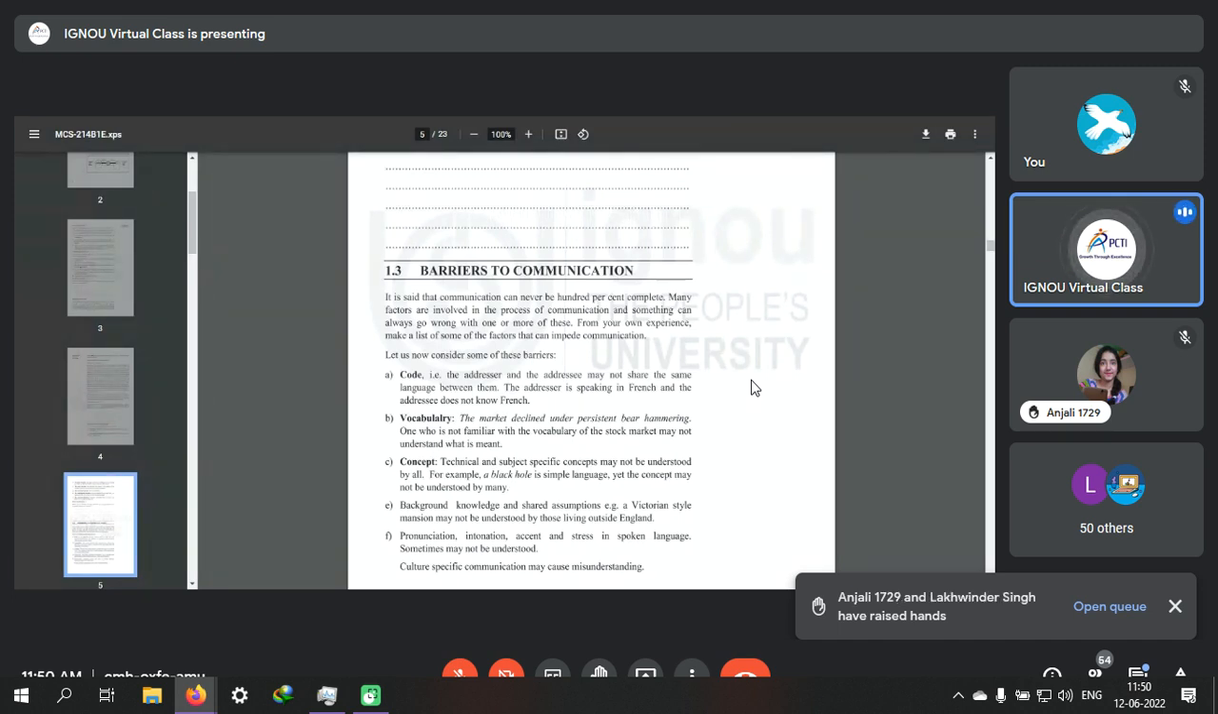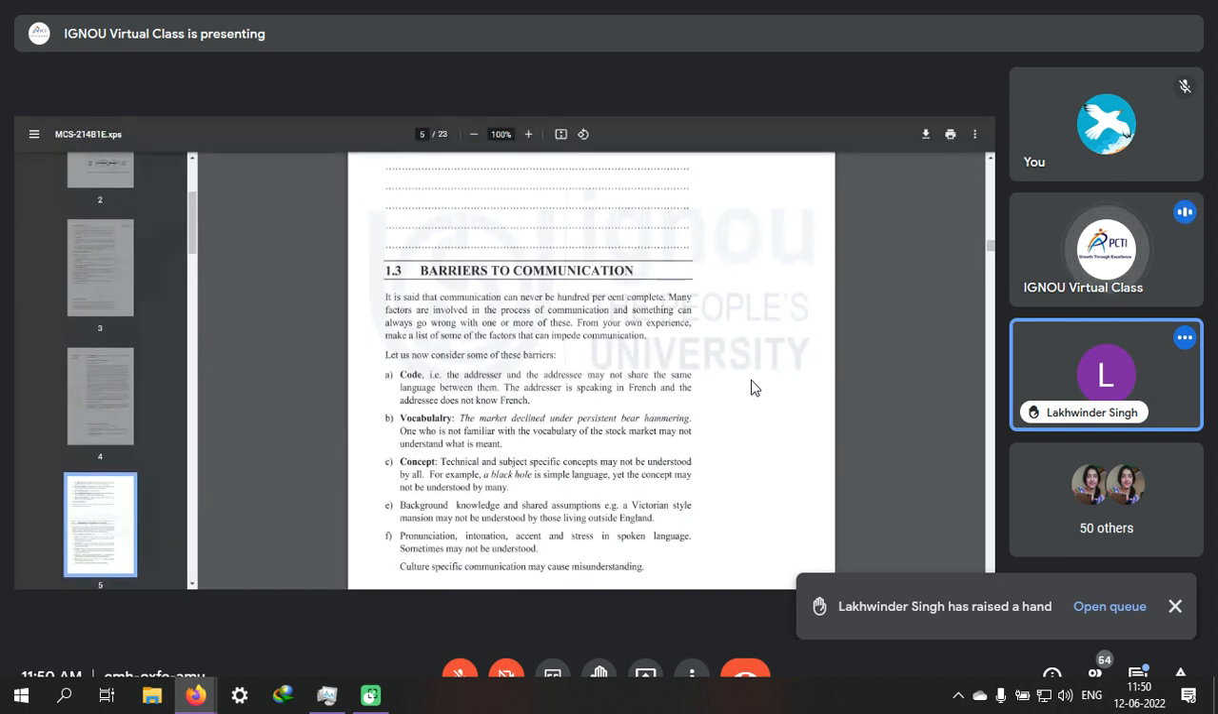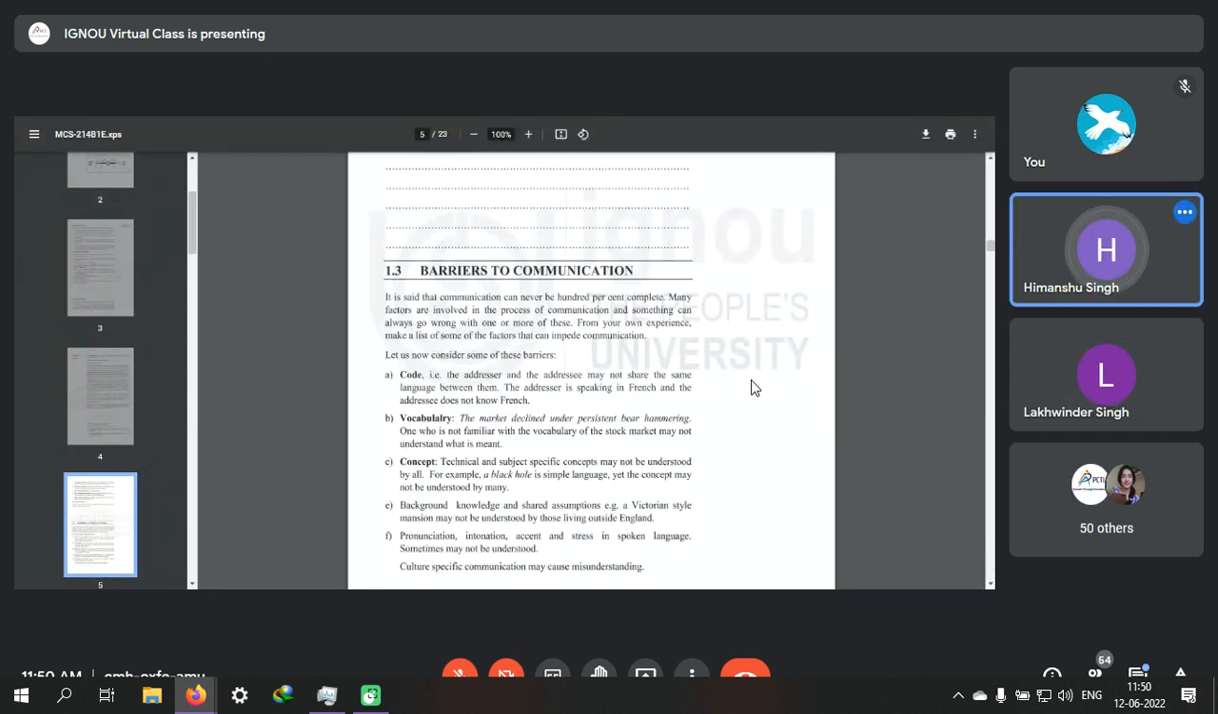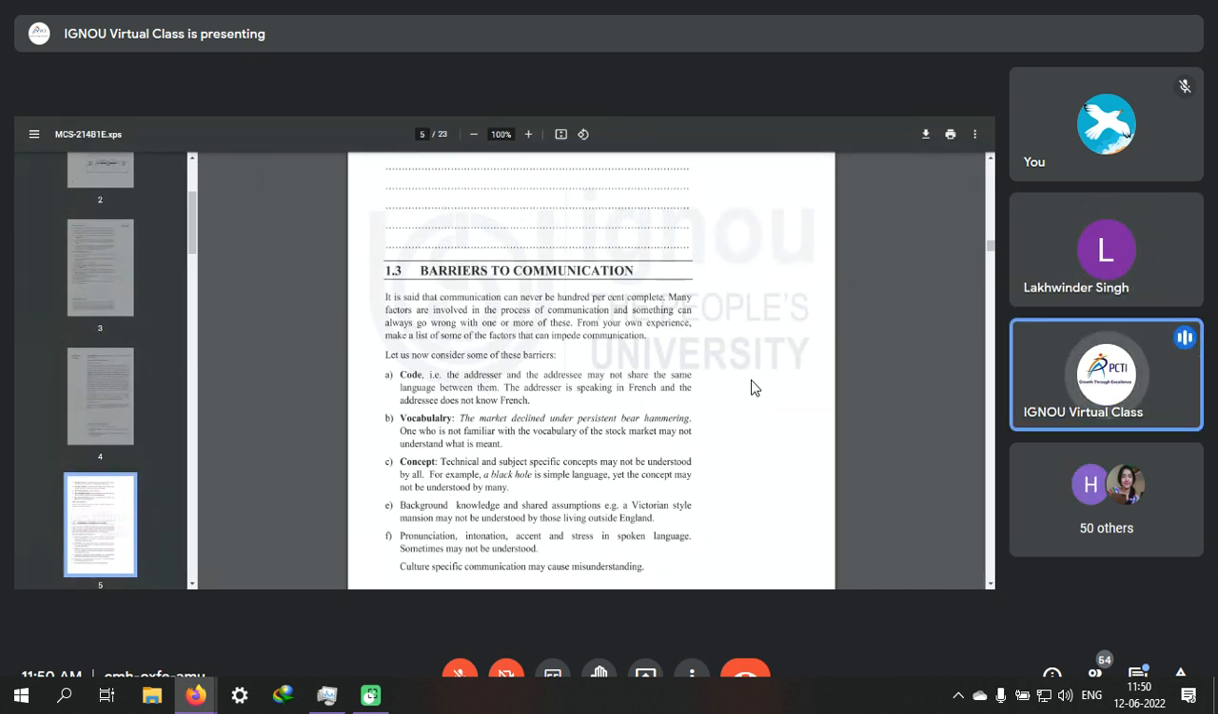I'll ask a question. Lakwinder, what kind of books do you read? Motivational books. Any motivational speaker you know? Sandeep Maheshwari, ma'am. He is very common. Anything else? Did you read any book recently? Sonu Sharma, motivational speaker. You like all Indian speakers, am I right? Yes, ma'am. Anyone else?